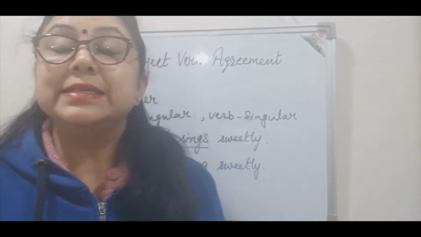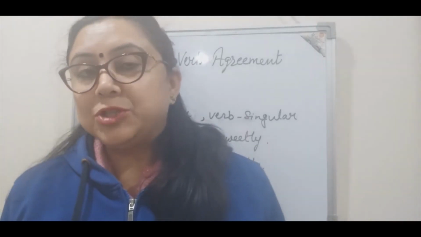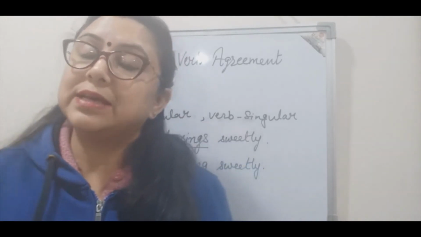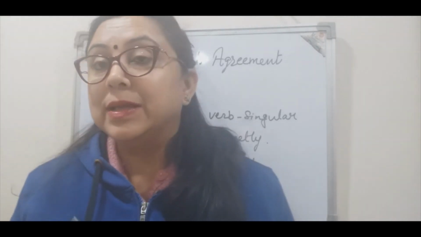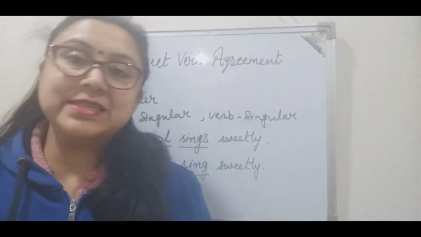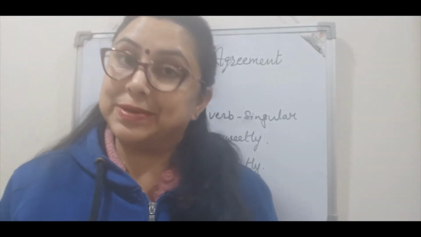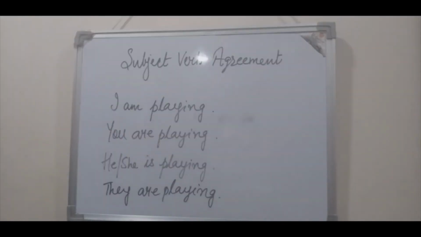The second rule says that there should be a perfect match between the subject and the verb as far as the person is concerned. That means the verb must agree with the subject in person, right? Let us see this through this example. Here in these sentences, we see that the subject is matching with the verb. That is, the verb is in agreement with the subject.